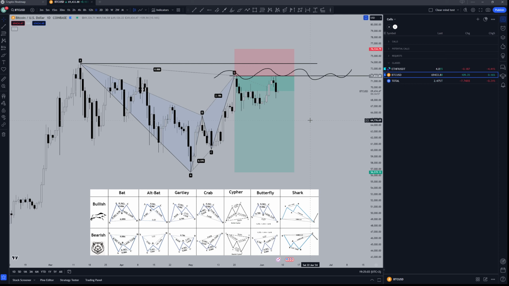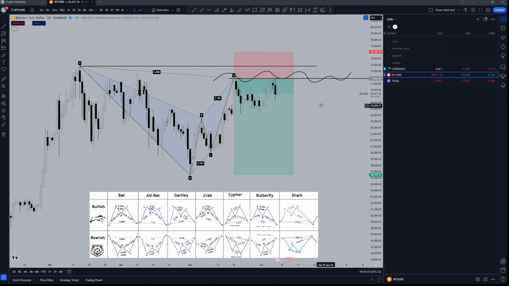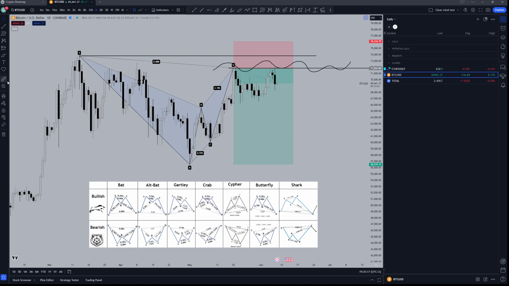All right. Does anyone have any questions? When you draw like this, do you use the XABCD tool or the cipher? Okay, so for essentially all of these harmonics that are listed here and a few others, I use the XABCD tool for all of them, except for the cipher.